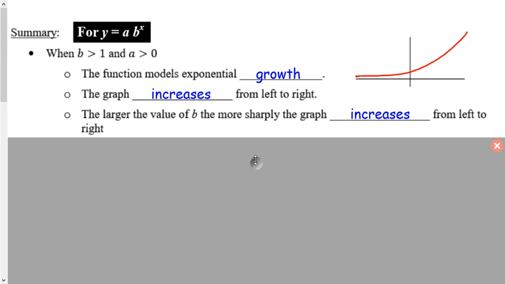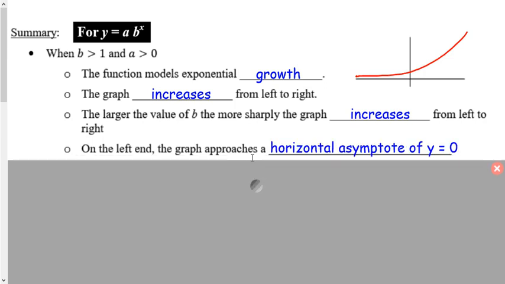On the left side, we would say that the graph approaches a horizontal asymptote of y equals 0. An asymptote is a line that the graph comes closer and closer to at its edges. So here at the left end, we can see our graph is coming closer and closer to the x-axis, which is y equals 0.